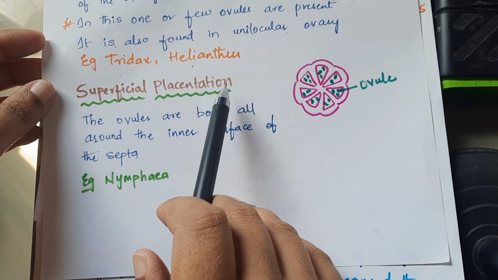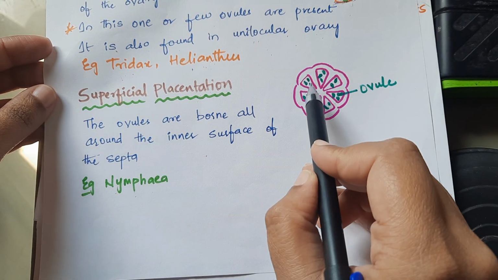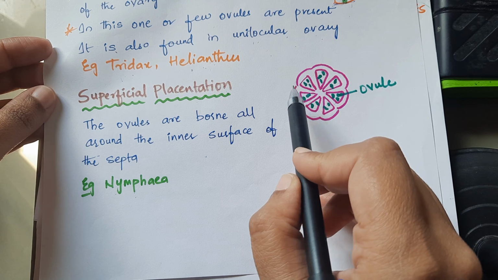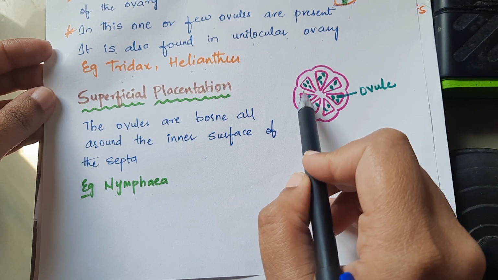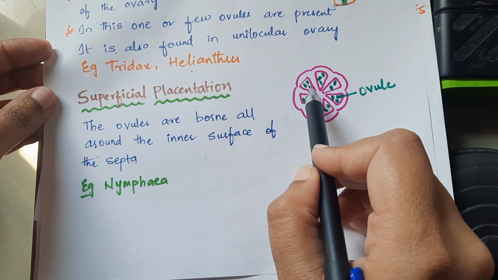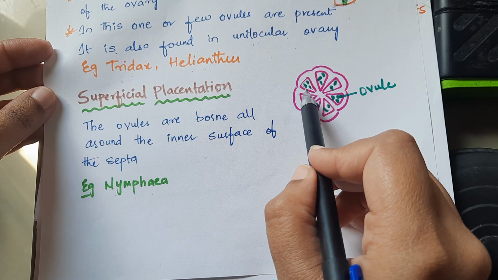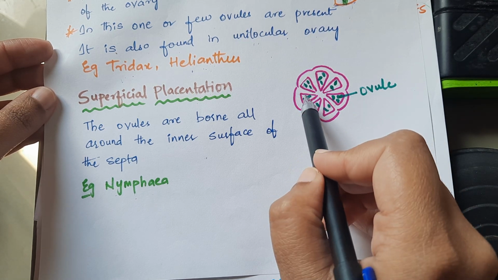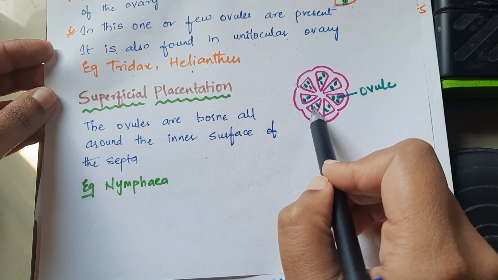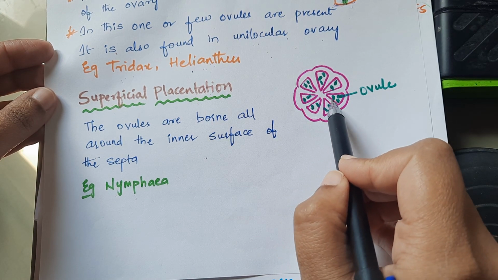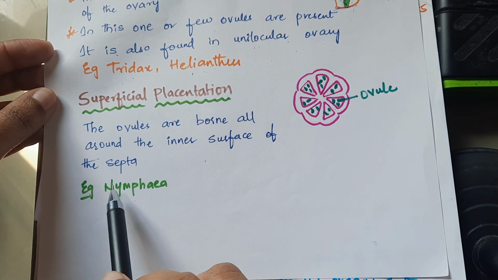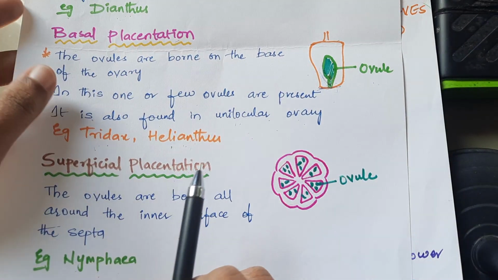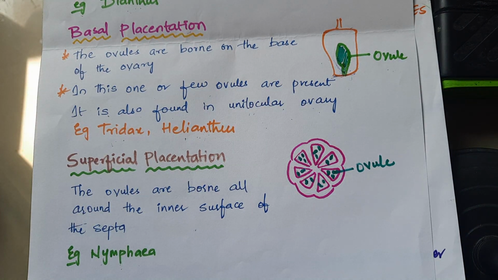Then superficial placentation. See here, these green color structures, the ovules are born around the inner surface of the septa. These are the septa. So here on the inner surface of the septa ovules are formed. Example for this is nymphaea. So this is all about the structure of flower.